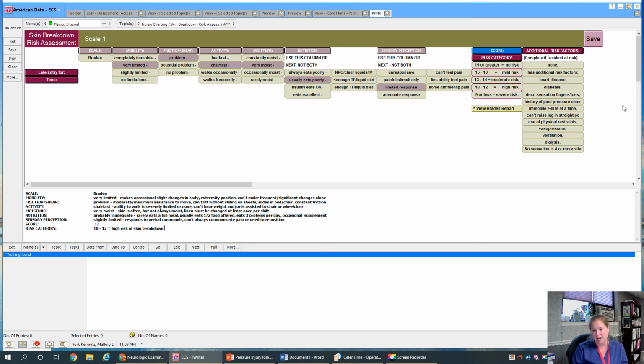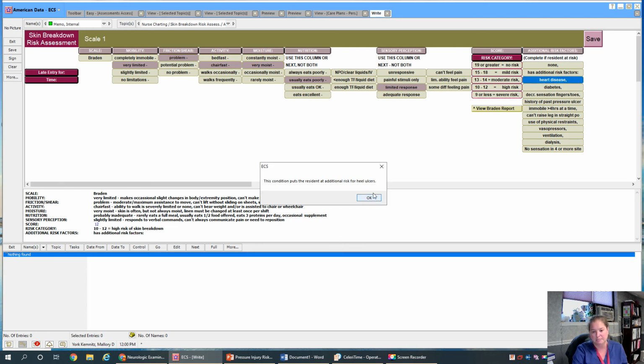So we'll add that up, and our person has a score of 12, which is a high risk for skin breakdown. Now, the last assessment that I looked at for this person was coded as a 15, and there's a big difference in the interventions that get coded as a 15 versus the interventions that get coded as a 12. And here, not only are we at a 12, which is a high risk for skin breakdown, we also have heart disease. So we're at high risk.